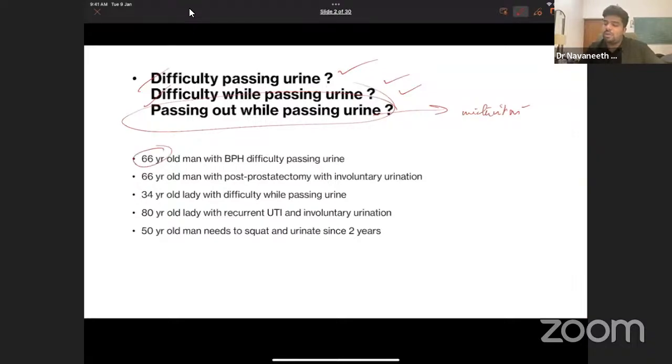The 66-year-old man with BPH, benign prostatic hyperplasia, with difficulty passing urine. What could this be due to? A 66-year-old man with post-prostatectomy, probably due to the BPH or prostatic cancer, with involuntary micturition. A 34-year-old lady with difficulty passing urine. That's all she'll come out with. An 80-year-old lady with recurrent UTI and involuntary urination. A 50-year-old man who needs to squat and urinate since the last 2 years. So this is the complaint that they come out with.